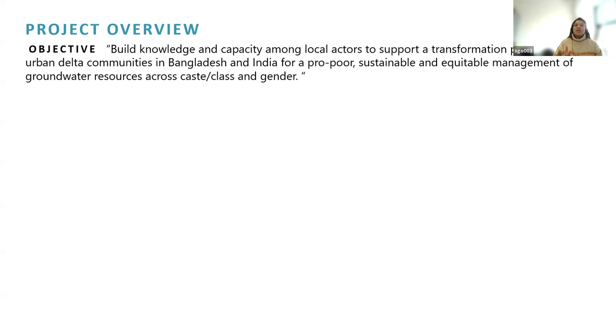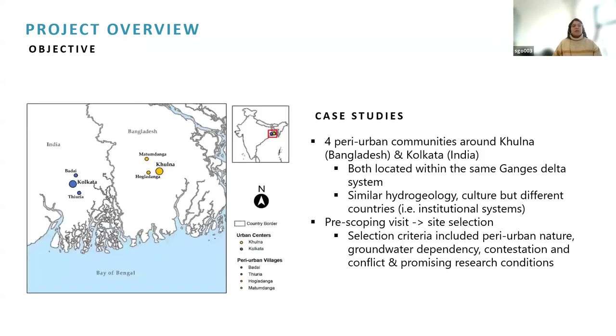In terms of the transformation here, what we were trying to achieve was a pro-poor, sustainable, and equitable management of groundwater resources. This project took place, as the name suggests, in the Ganges Delta. We had two cities situated within the Delta, which were Kolkata in India and Khulna in Bangladesh. And around each city, we had selected two peri-urban communities to do our research and capacity building activities in.